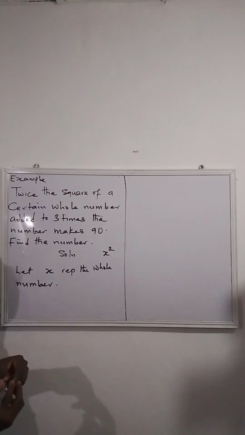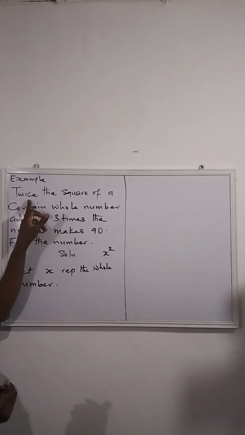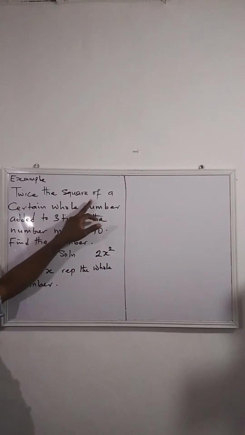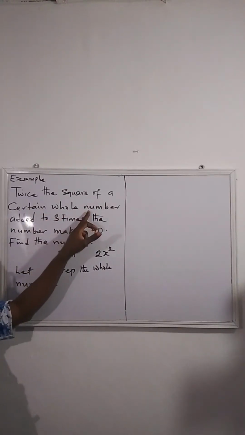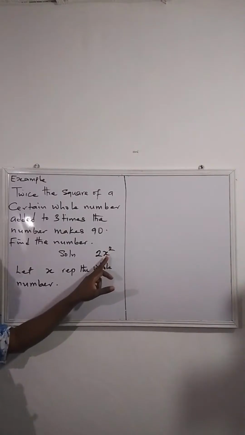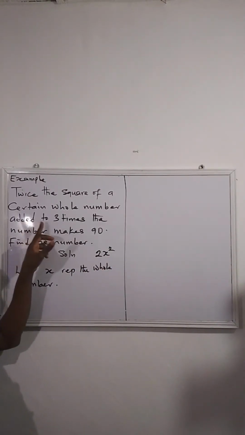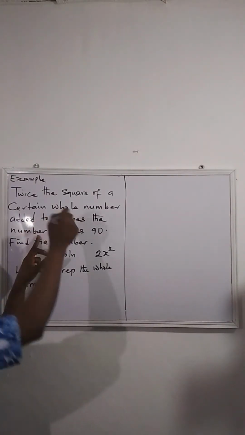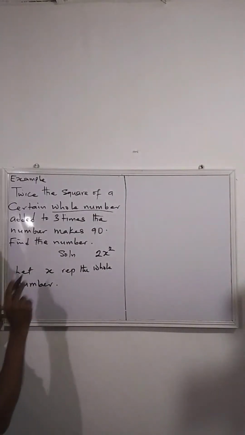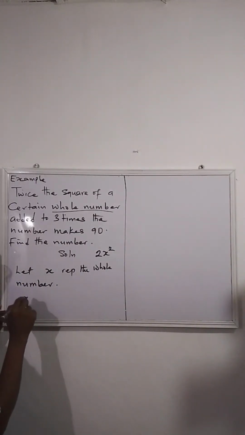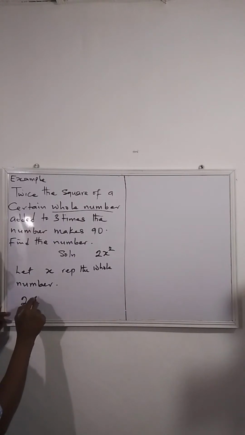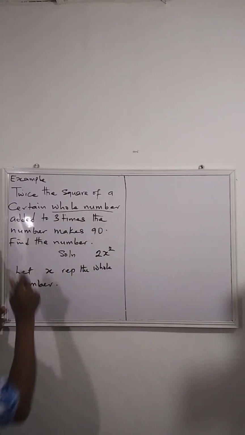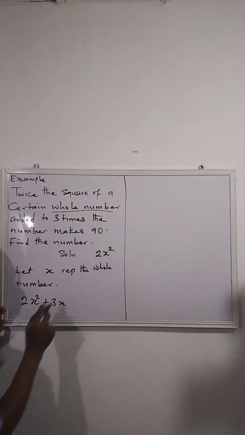Right now, but the question says twice, that means 2 times. Twice the square of a certain whole number added to 3 times the number. Which number are we talking about? We are talking about the whole number. So now let us write the mathematical statement. So we have twice the square of a certain whole number added to 3 times the number, so plus 3x. Hope you get that.